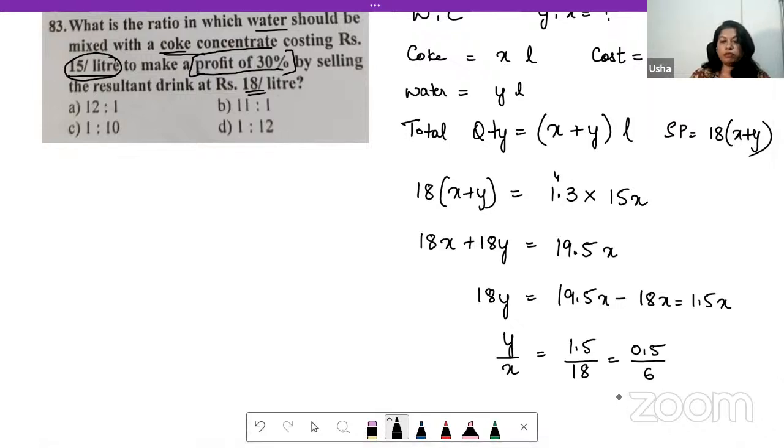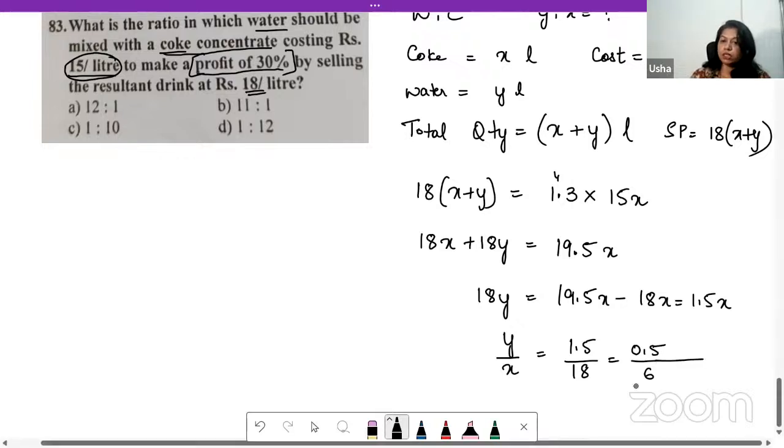And I will now convert this decimal. I don't want to keep decimal. I'll convert it to whole numbers. 0.5 into 2 gives 1. So I'll multiply 2 in both the places. 0.5 into 2 is 1. 6 into 2 is 12. So y is to x is 1 is to 12. So answer is option D.